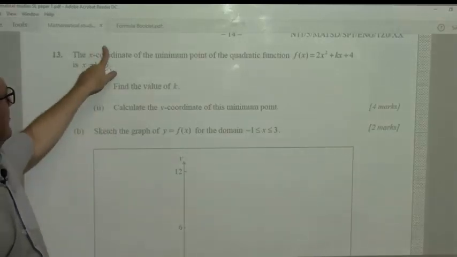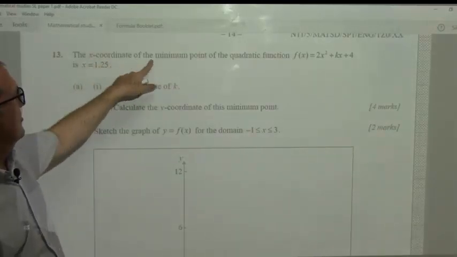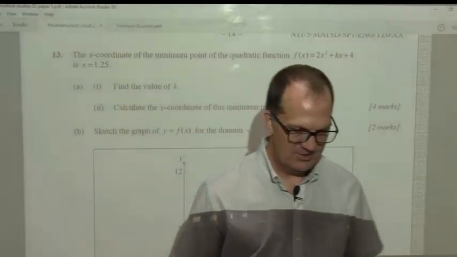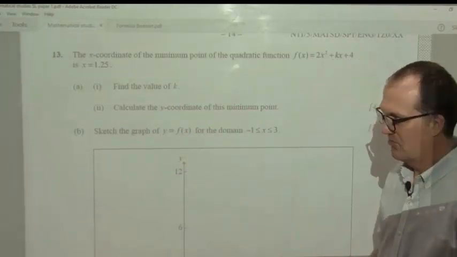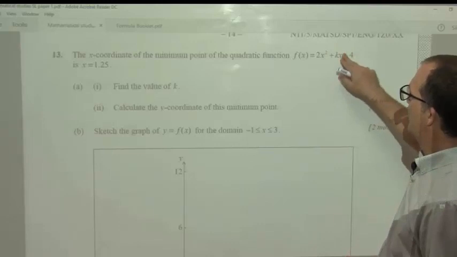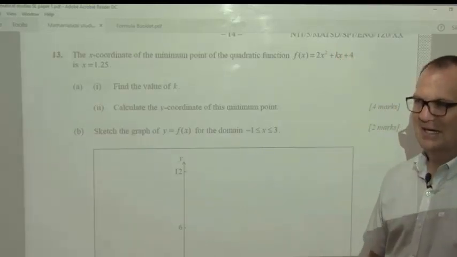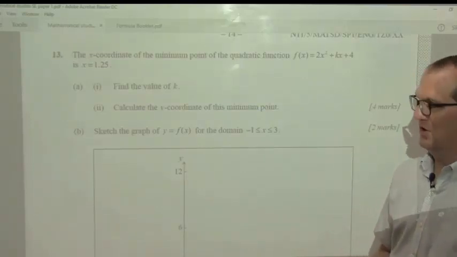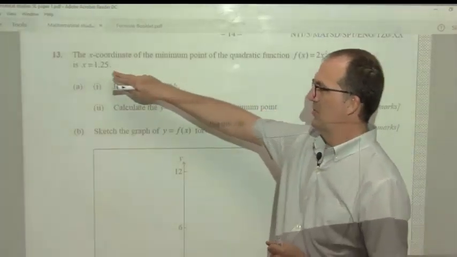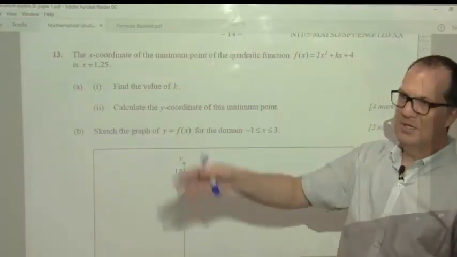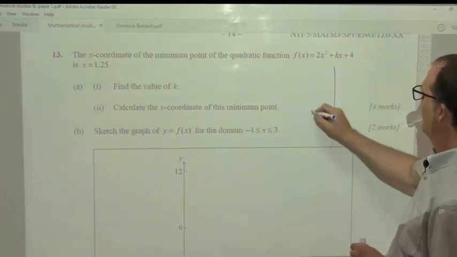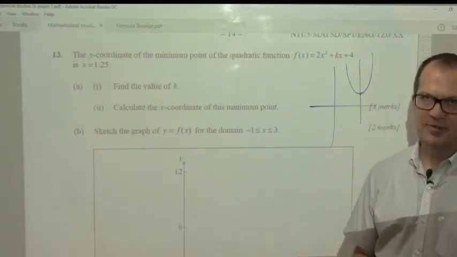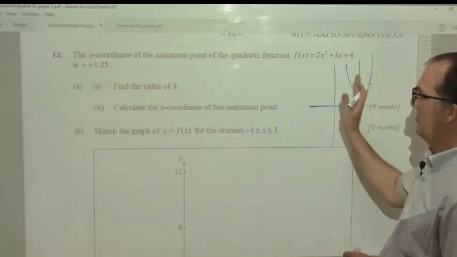Now, why is it crucial and important that the x-coordinate of the minimum is 1.25? Well, I can pretty much guarantee that when you have to find that middle term, k, we're thinking about the axis of symmetry formula. 1.25 being a minimum point means it lies on that axis of symmetry. No matter where the graph is, the axis of symmetry goes through the maximum or minimum. So they're giving you that piece of information.